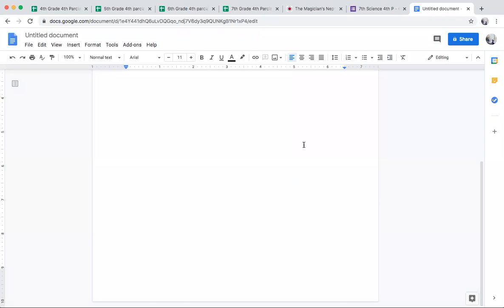Okay, so we have the two types of trees. Two types of trees are deciduous trees and gymnosperms. All right, deciduous and gymnosperm.